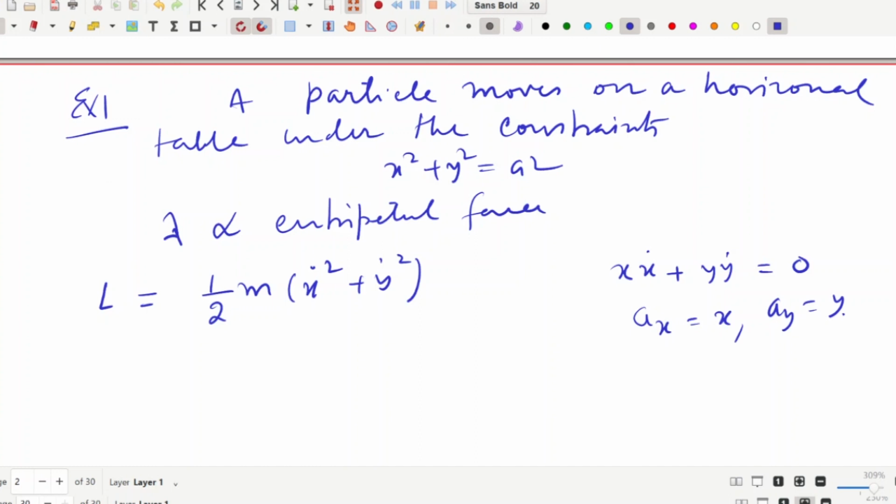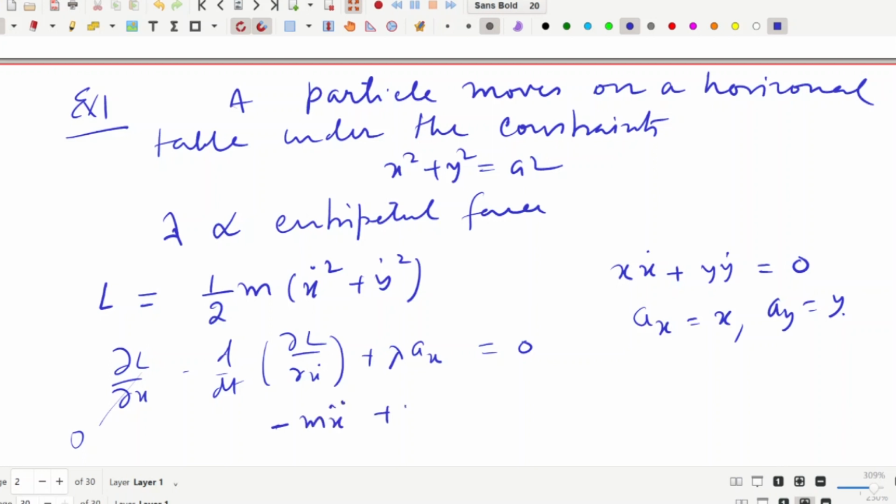So, now let us use the equation ∂L/∂x − d/dt(∂L/∂ẋ) + λ, there is one constraint, so there will be one lambda. Nothing to sum over here. So, it is the x equation: λ ∂A/∂x will be ... If you calculate, this term is 0, so only we have this term. So, −m ẍ + λx = 0.